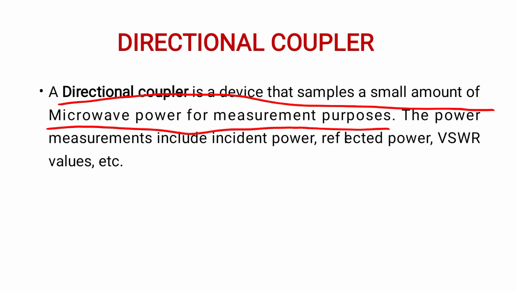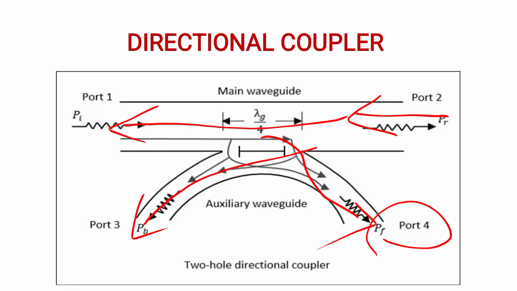This microwave directional coupler is used to sample a small amount of power. Here we already observed it is used to split the entire microwave power into three parts. Here we got a maximum amount of power at port 2, and port 3 and port 4 having minimum amount of power. When we incident a power at port 1, there is a very little amount of power present at port 3 and a small amount of power present at port 4.